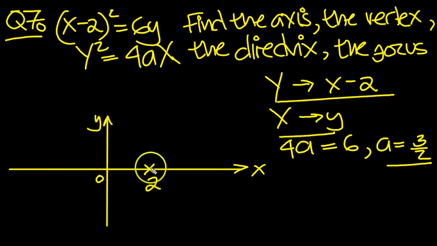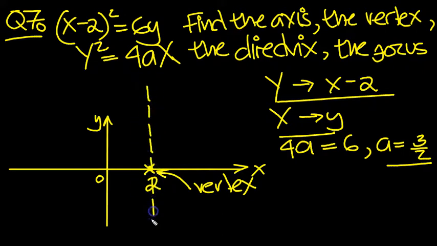That's the shape. Here's our vertex. So let's mark that point. That's the vertex. So we can go up vertically from that. This is the axis of the parabola from the vertex. And this is the axis.